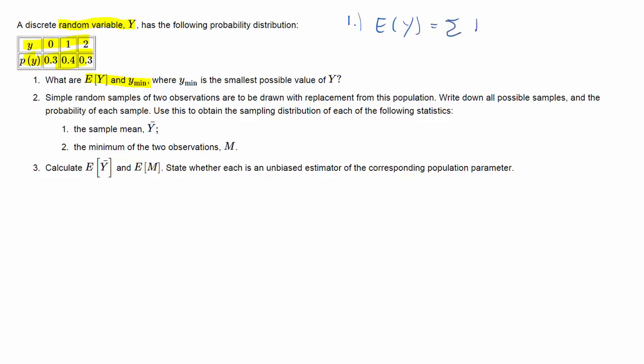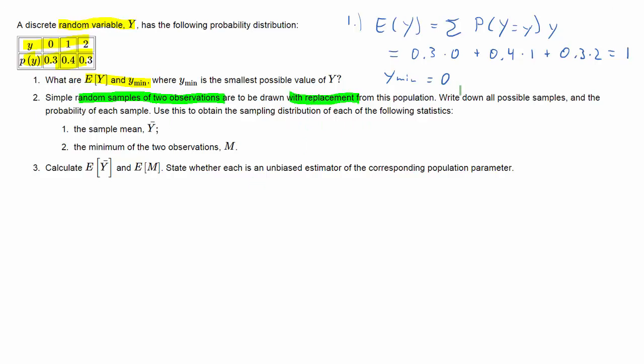So expected value of y is the sum of all the probabilities times the possible outcomes, so 0.3 times 0 plus 0.4 times 1 plus 0.3 times 2, and the result of this is actually 1. And what about y min? Well, the smallest possible value is a 0. So with that under our belt, we can go to question 2.